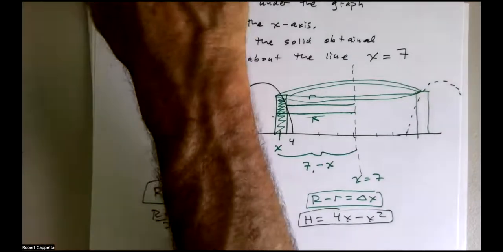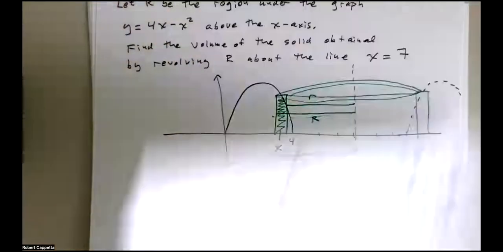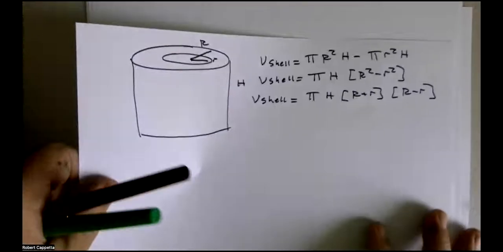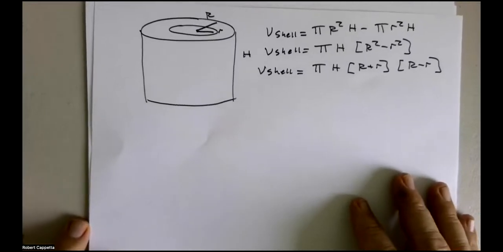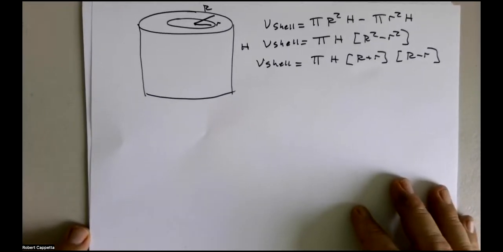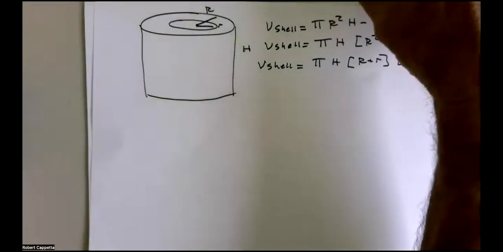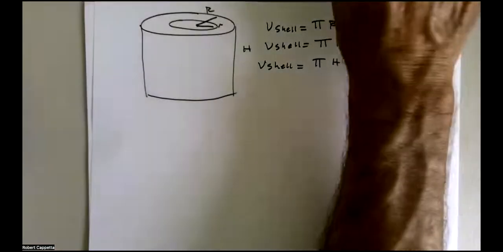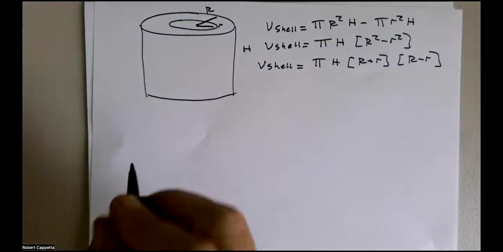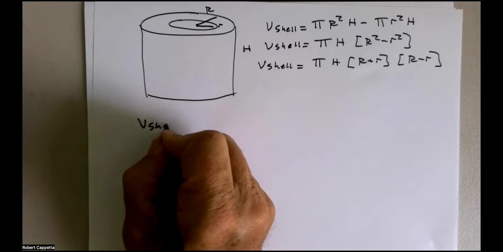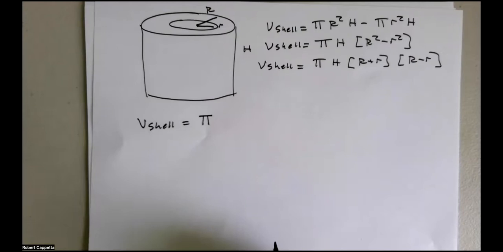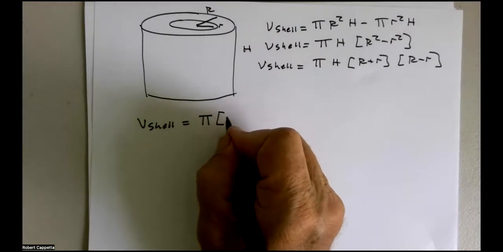Okay, so this was our previous page. This is what we had said. The volume of a shell is pi times h times big R plus little r times big R minus little r for a given shell. So this is the shell we're interested in for this value of x. What am I going to get for that value of x? What's the volume of the shell? It is pi. Height is the function, which is what? Which is 4x minus x squared.